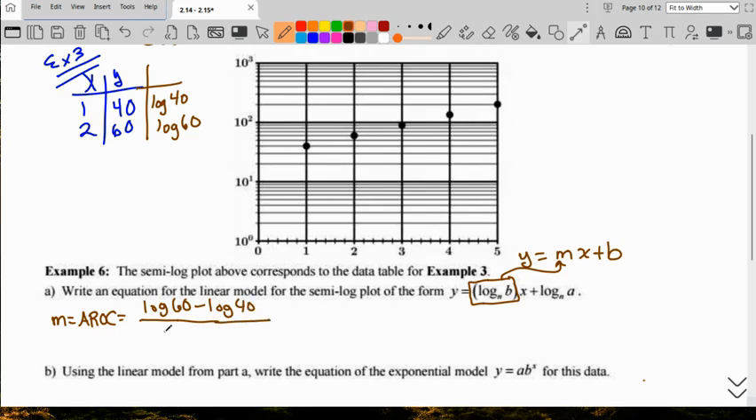over, what was the change in x? It was 2 minus 1. Remember, our x's aren't scaled, so they'll stay the same. But we did scale our y's logarithmically, so we have to use the new y values. And since 2 minus 1 is 1, that's just the log of 60 minus the log of 40. And if we do that in our calculators, we'll get that that's approximately 0.17609.